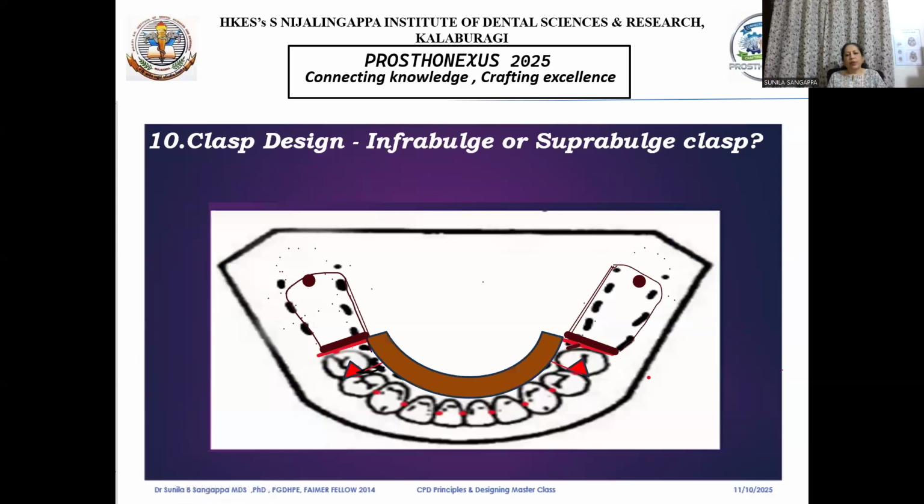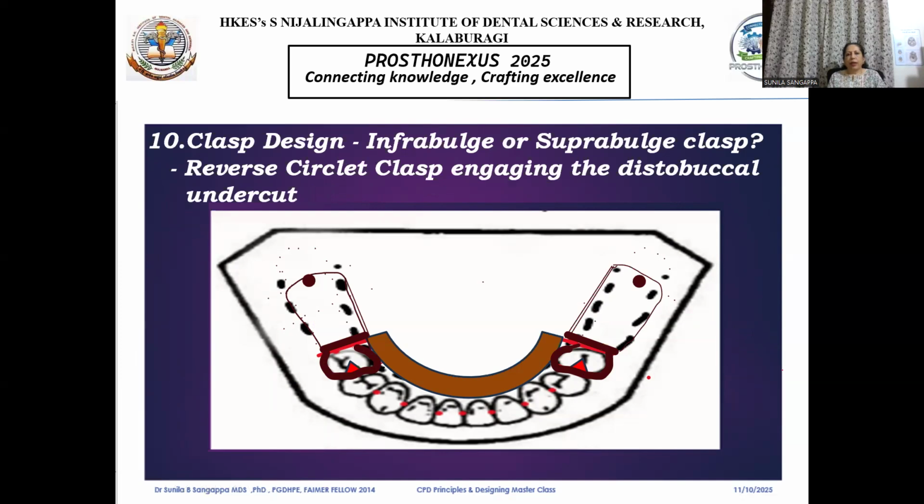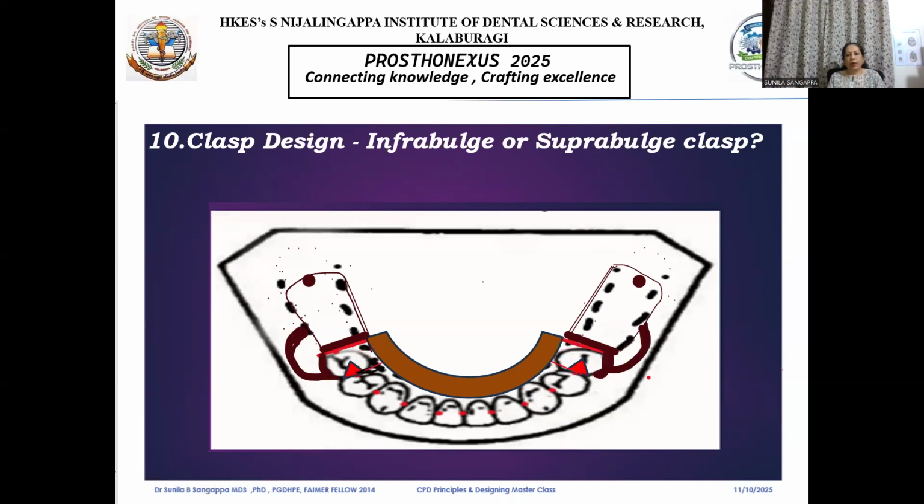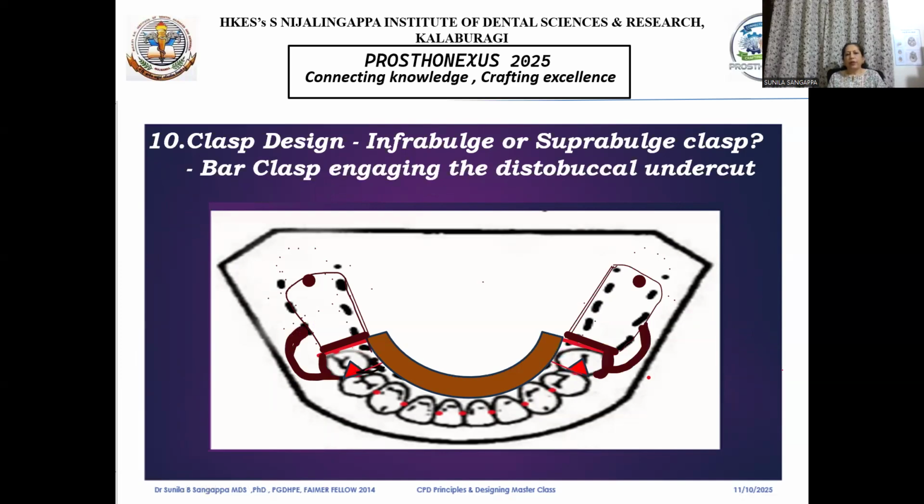Now coming to our situation here, we have two choices again. As we have already mentioned, we can go for the reverse circlet clasp engaging the distobuccal undercut, or else we can go ahead for the bar clasp engaging the distobuccal undercut.